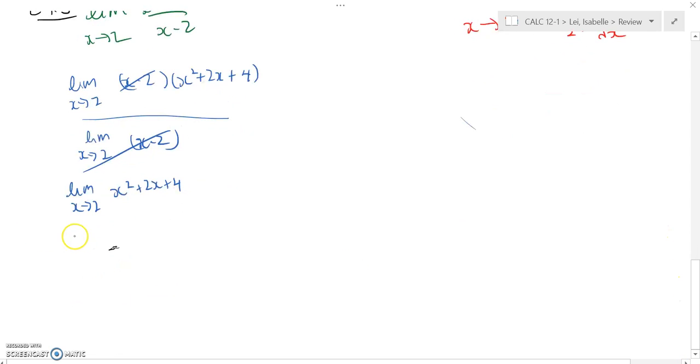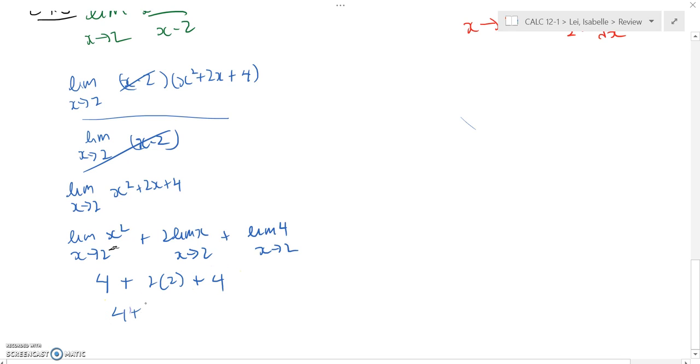And we can simplify that using constant multiple and sum laws to become the limit as x approaches 2 of x squared plus 2 times the limit of x as x approaches 2 plus the limit of 4 as x approaches 2. Plugging numbers in, this gives us 4 plus 2 times 2 plus 4, which is 4 plus 4 plus 4, which equals 12.